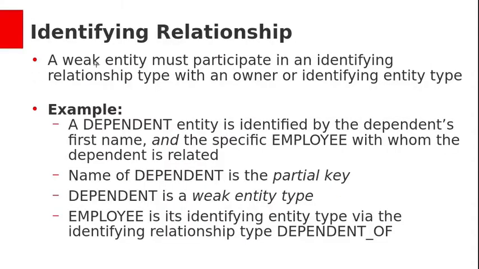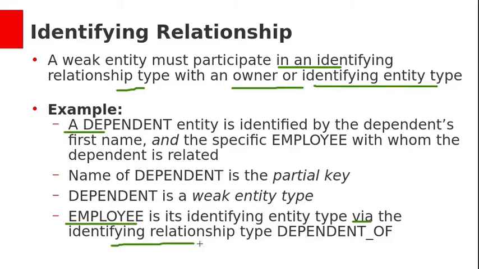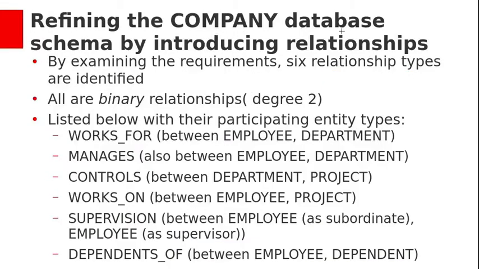Identifying relationship. A weak entity must participate in an identifying relationship type with the owner or identifying entity type. The dependent entity is identified by the employee entity via the identifying relationship type dependent of. If we refine our company database by introducing these relationships, 6 relationship types are identified.